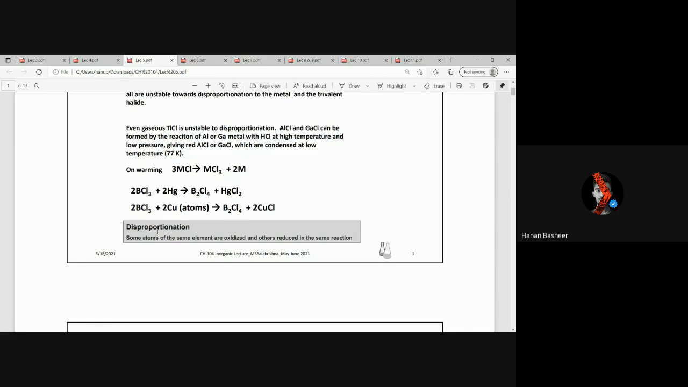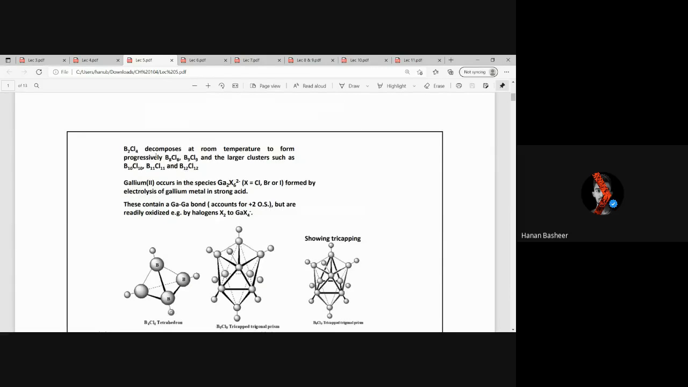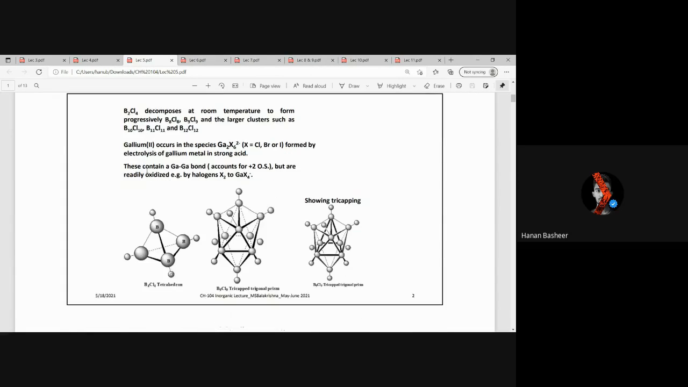Disproportionation reaction is when some atoms of the element are oxidized and some are reduced. So one oxidation state goes up and the second one goes down. Then B2Cl4 decomposes at room temperature to form progressively B8Cl8 or B9Cl9 and further compounds of boron and chlorine.